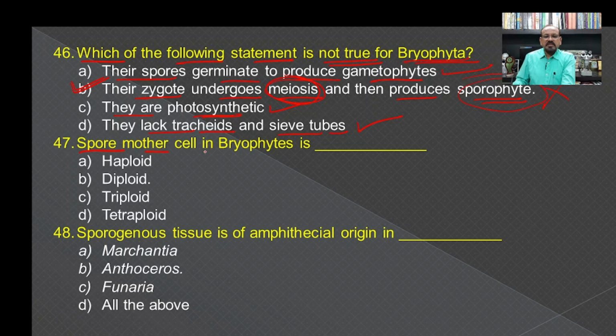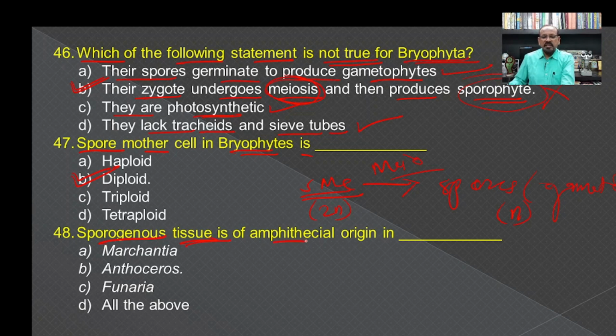Then, the spore mother cell in bryophytes is... The spore mother cell is responsible for the formation of the spores, which is the first stage of the gametophytic generation. The spore mother cell on meiosis produces the spores, it means that it will be diploid, and hence B will be the correct answer for this question.